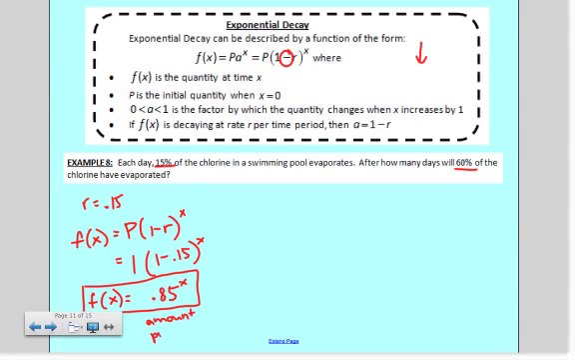Now the second part of the problem says, after how many days will 60% of it have evaporated? Well, we have to think about this. I know you've done this in chemistry. If we talk about 60% that is evaporated, we need to convert that to how much is present. If 60% has evaporated, then 40% is present.